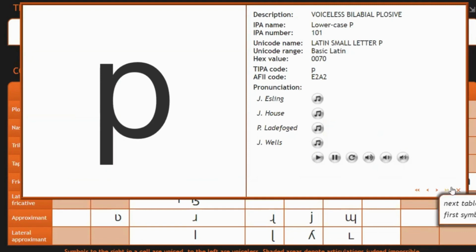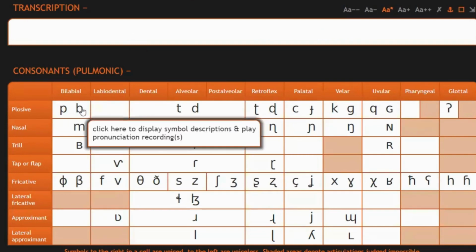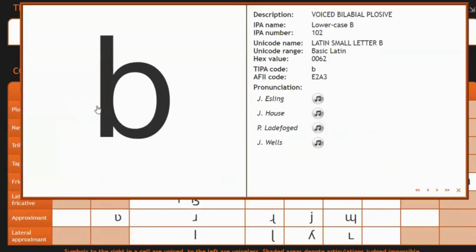That sound is also aspirated. All right, let's listen to the voiced bilabial.